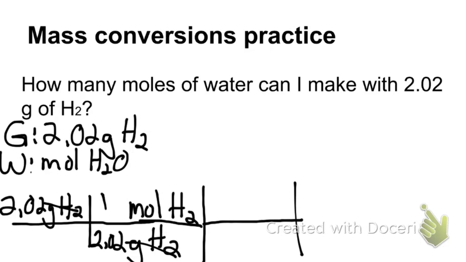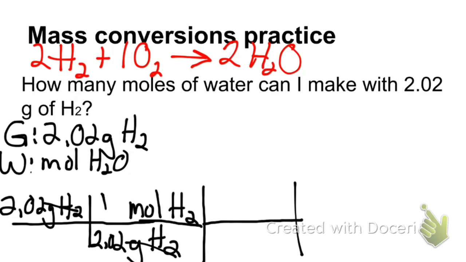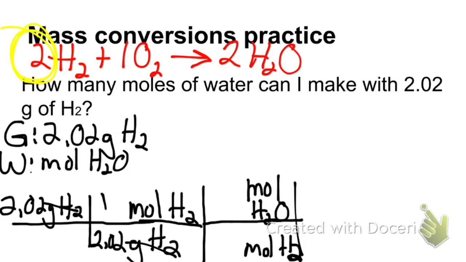Okay. So remember, to get water, and we've seen this before, we have 2H2 plus 1O2 gives us 2H2O. Okay, so if I go back to the railroad tracks, I've got moles of H2 on the bottom, and I want moles of water on the top. And we just pull those numbers from our balanced equation. There's the number for the H2, and there's the number for the H2O.